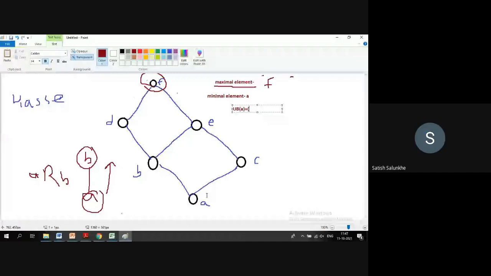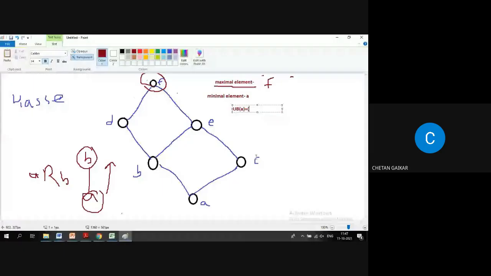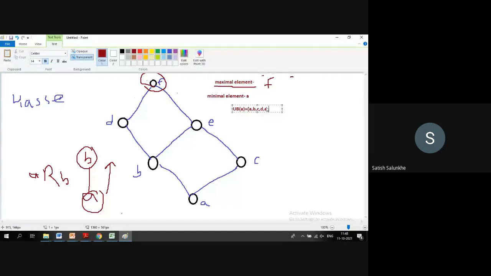Yes, of A. It is all those elements to which A is related. So A is related to whom in this case? A is related to B, C, and itself A. And F also.